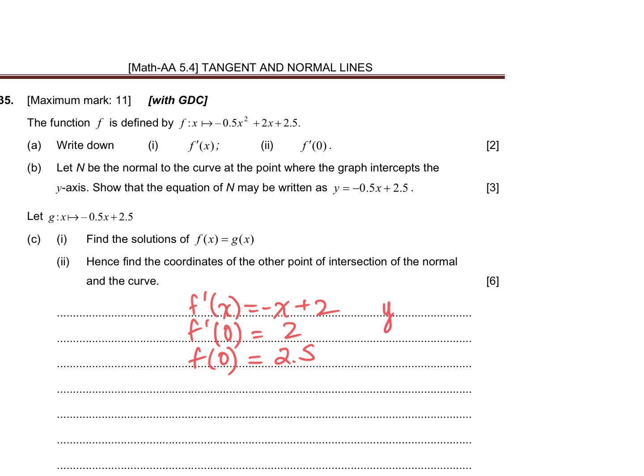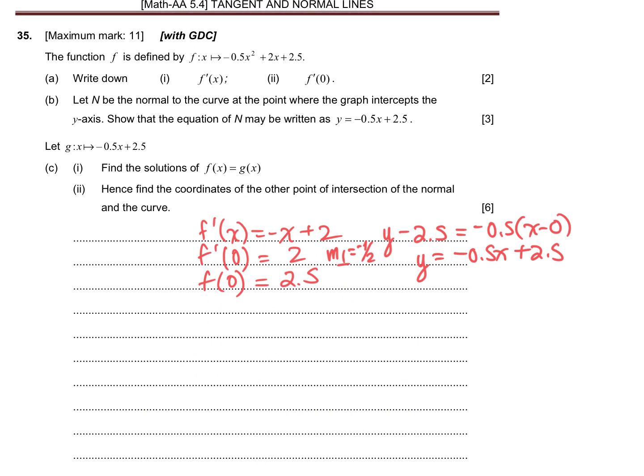And so we're going to have y minus 2.5 equals m, but the perpendicular m is negative 1/2. So negative 0.5 times x minus the x-coordinate 0. So we're going to have negative 0.5x plus 2.5. That's for B. Now G is that thing. That's the normal. Find the solutions.